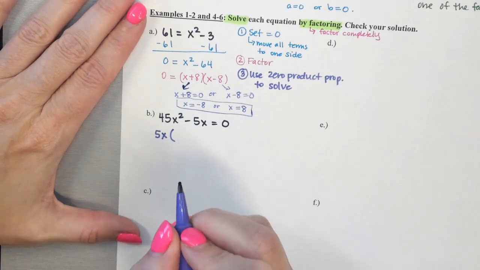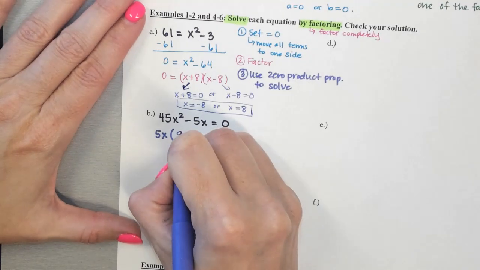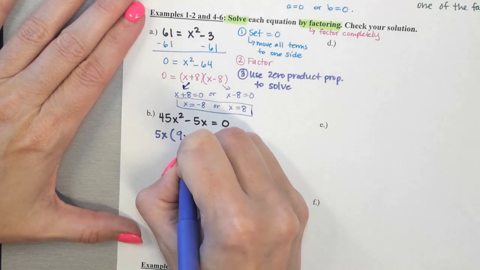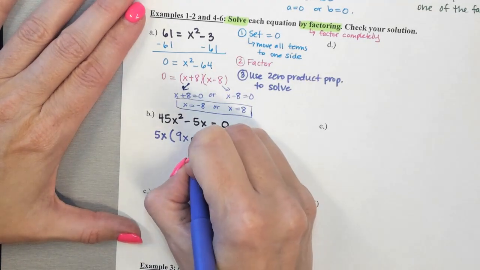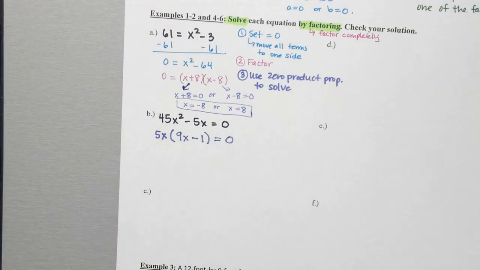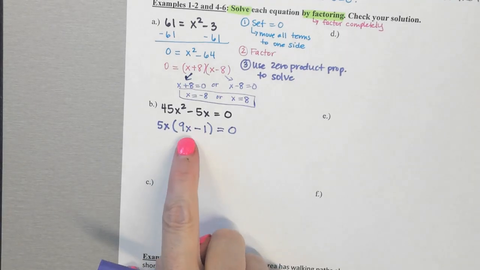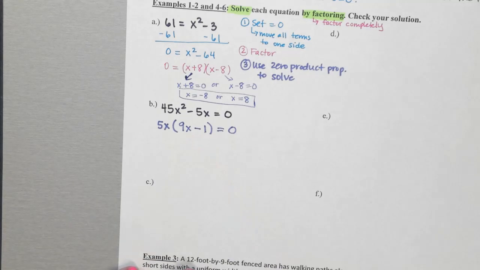And then when you take that out, you're dividing. 45 divided by 5 is 9. X squared divided by x is x. Negative 5x divided by 5x is negative 1, equal to 0. Okay, I can't break these down anymore. If this was 9x squared, I could, because it would be the difference of 2 squares. But if it's just 9x, can't FOIL it down.